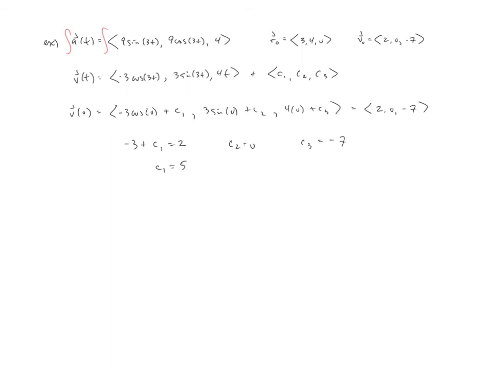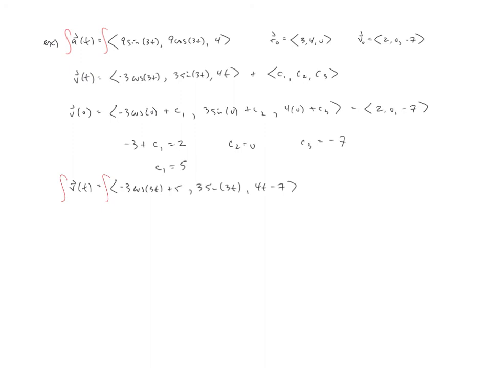So I'll come back here and revisit my v of t as -3 cosine 3t plus 5. Then I'll have my 3 sine of 3t and my 4t minus 7. So all I did is I went back up here and I plugged in the c1, c2, c3 back to the original v function. All right, so we've got our v. Now we need to go one more step.